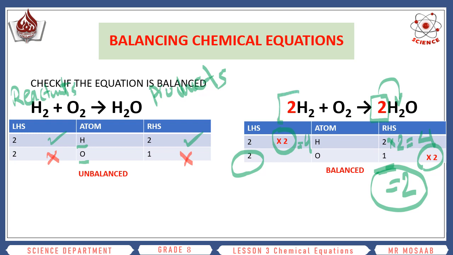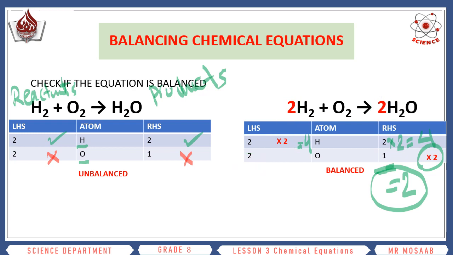We added 2 numbers here. In the reactant we wrote 2, and in the products we wrote also 2 in the water molecule and in the hydrogen molecule. So all of them are balanced.